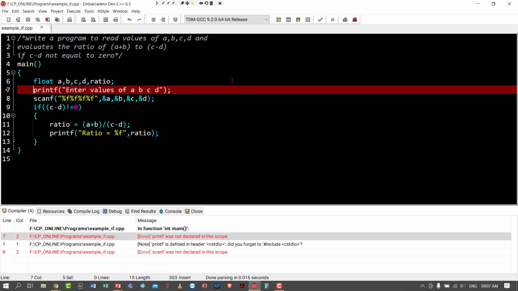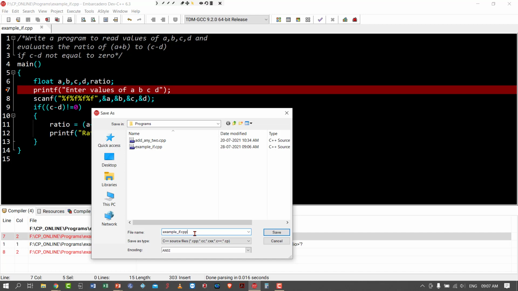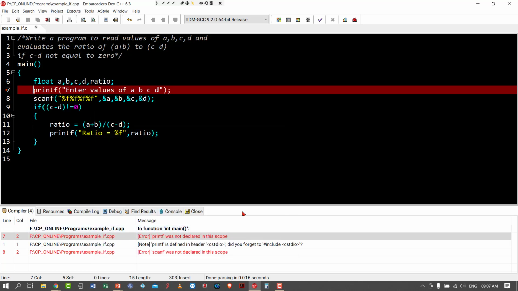Still that error is coming. Okay, wait. The thing is, I have saved it as a CPP file. Actually, we are doing a C program. So save as .c. Okay, what's the doubt you have? Please respond. Someone unmuted the mic.